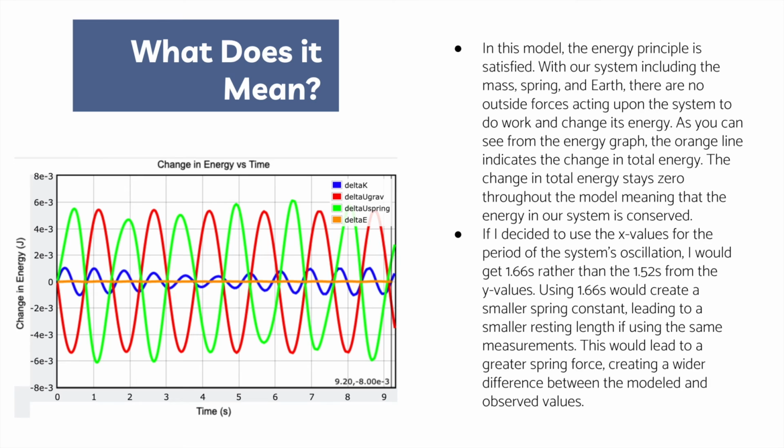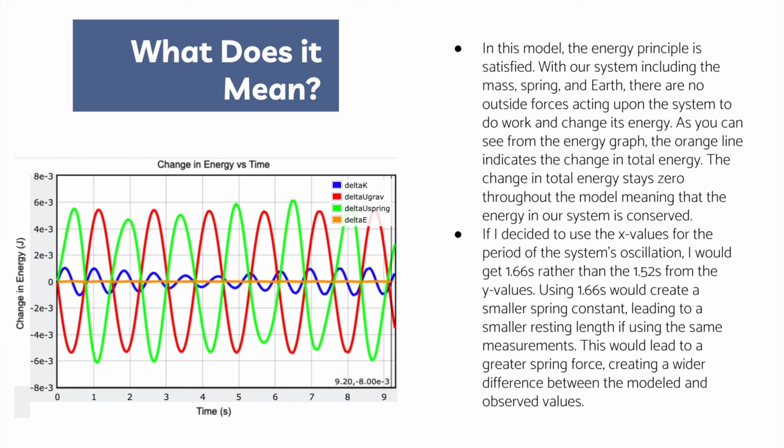In this model, the energy principle is satisfied. With our system including the mass, spring, and Earth, there are no outside forces acting upon the system to do work and change its energy. As you can see from the energy graph, the orange line indicates the change in total energy. The change in total energy stays 0 throughout the model, meaning that the energy in our system is conserved.